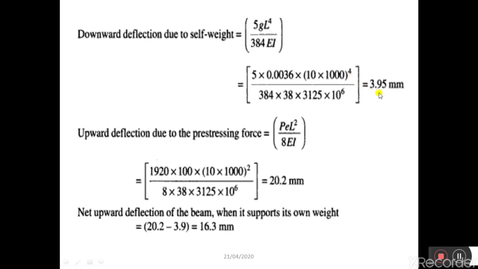Hence, I will consider this deflection as plus 3.95 millimeter because the deflection is of sagging type. It is towards downward direction. Now considering deflection due to prestressing force.